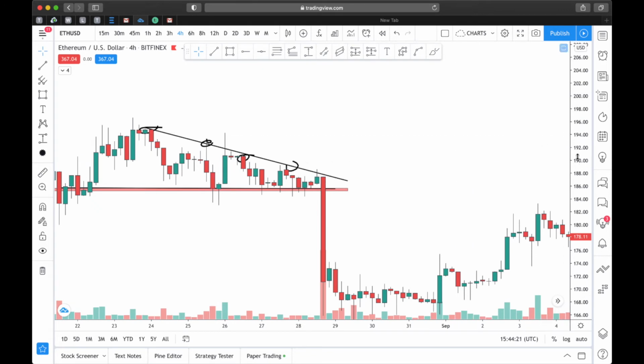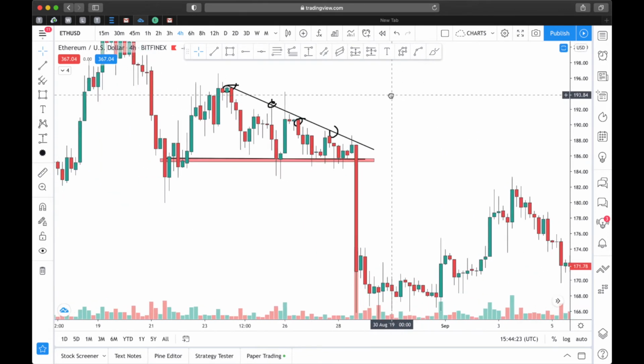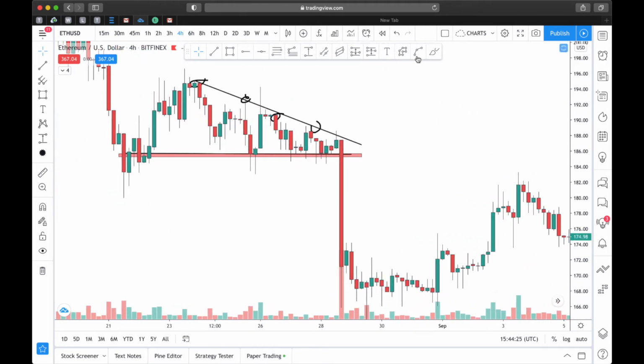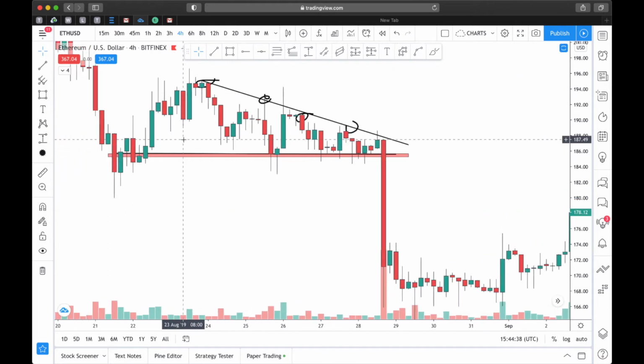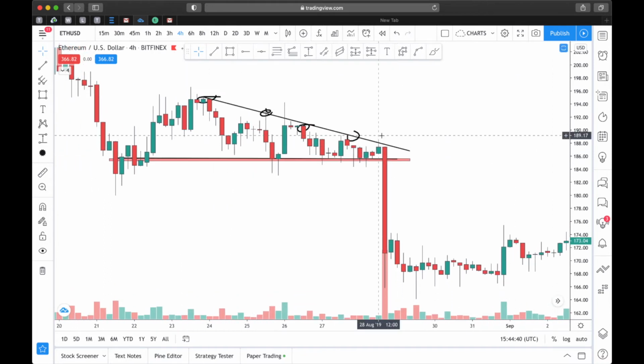As you can see here, what happened to the price? Price broke below that triangle. So when you see a descending triangle, you'll be getting ready to take a short position. You know that the price of that particular asset is going to drop pretty soon. Do you understand? So that is what a descending triangle looks like.